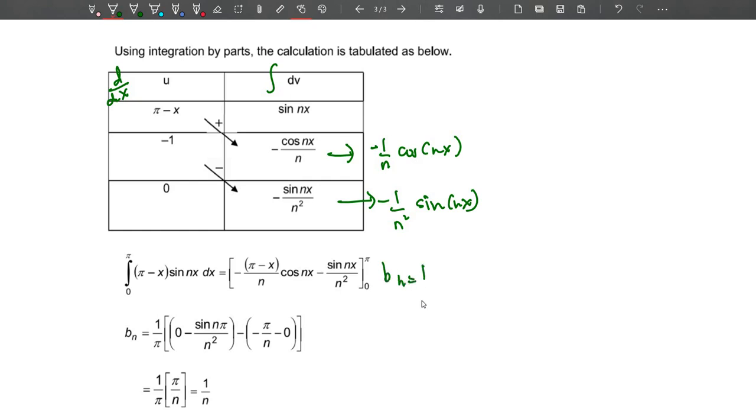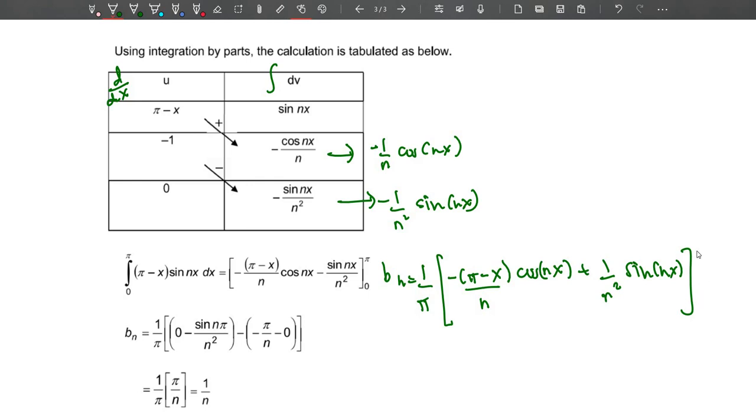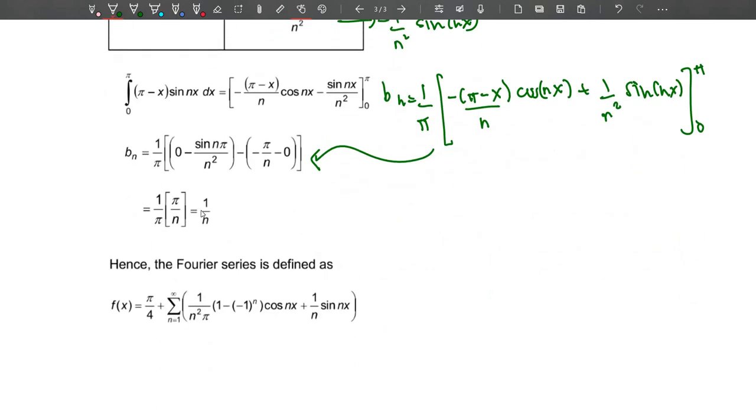b_n is equal to 1 over pi. Open the bracket. We have here negative (pi minus x) over n. It should be minus. (pi minus x) over n cos n x. And then minus is plus. Plus 1 over n squared sin n x, from 0 to pi. And it can then be written to this directly. Substitute the value and hence we have b_n is equal to 1 over n.